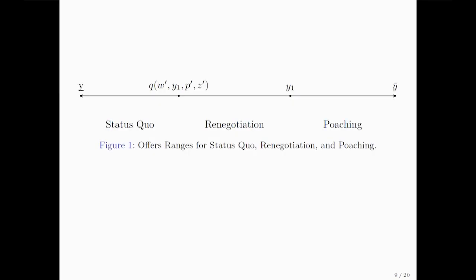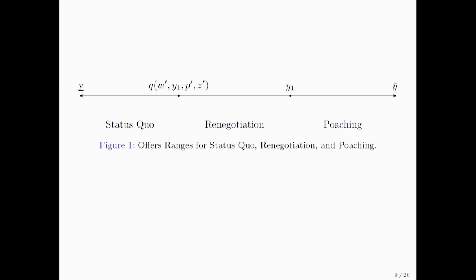What a fall in your real wage is going to do is move that curve down. So it's going to expand the range of firms that you can match to that trigger renegotiation. The range of firms that you can match to that would trigger a job-to-job transition is going to stay the same.